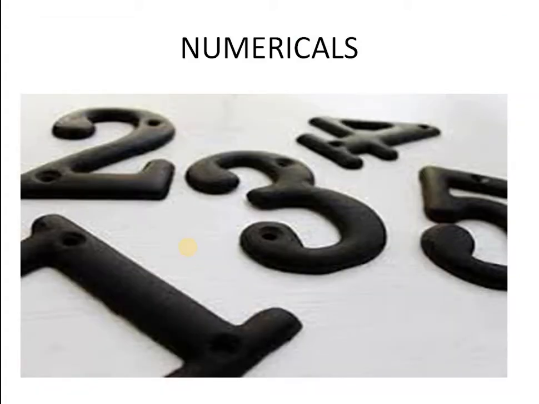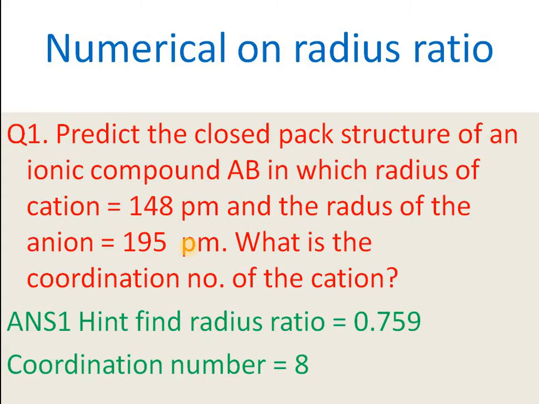Now let us do a numerical on radius ratio. This is the structure given. The cation radius is given and the anion radius is given. You have to find this ratio, nothing else. After the radius ratio, you can compare.